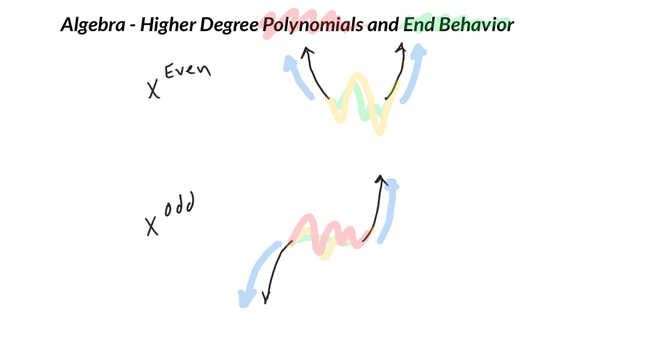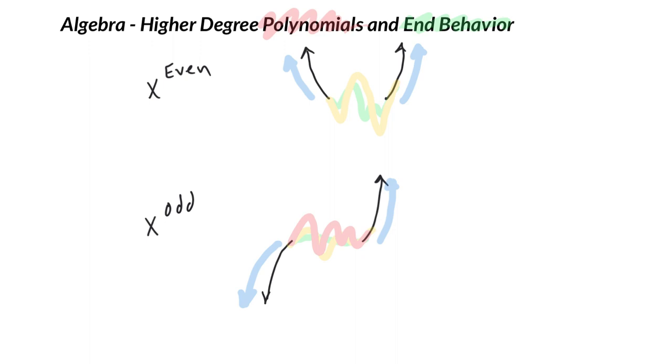Now, one thing we should mention here is we can always flip these. If I were to put a negative in front, let me do this in red, it would flip or reflect it like that. So if it was negative x to the fourth or negative x to the sixth, it would flip that end behavior, reflect it. And if I were to put a negative here, of course that would flip it like that.